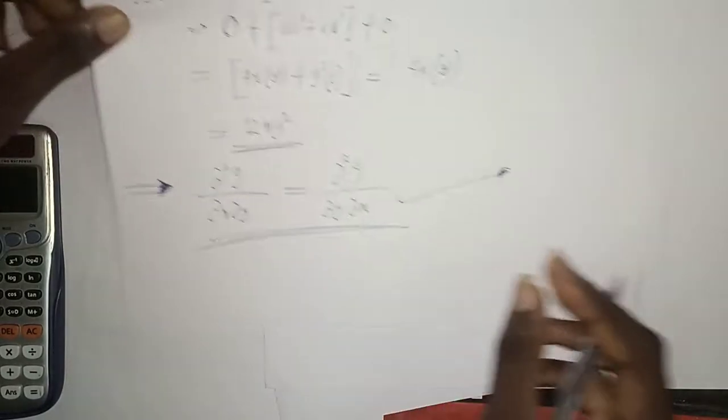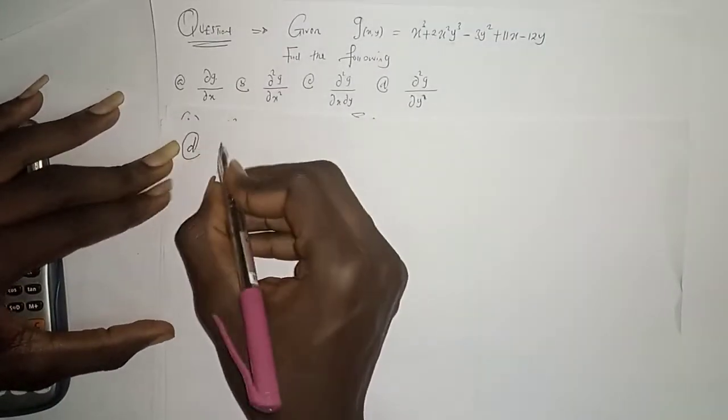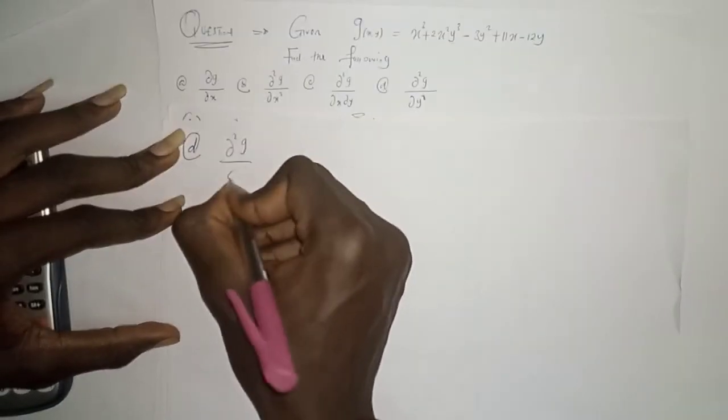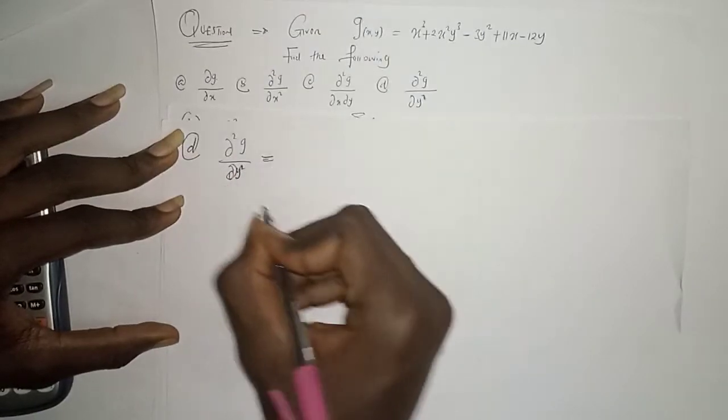So I think we have one more question to solve. This is the D part. The D part says find del squared g over del y squared. So you can do this as an assignment or as a take-home, but let's just try it together.